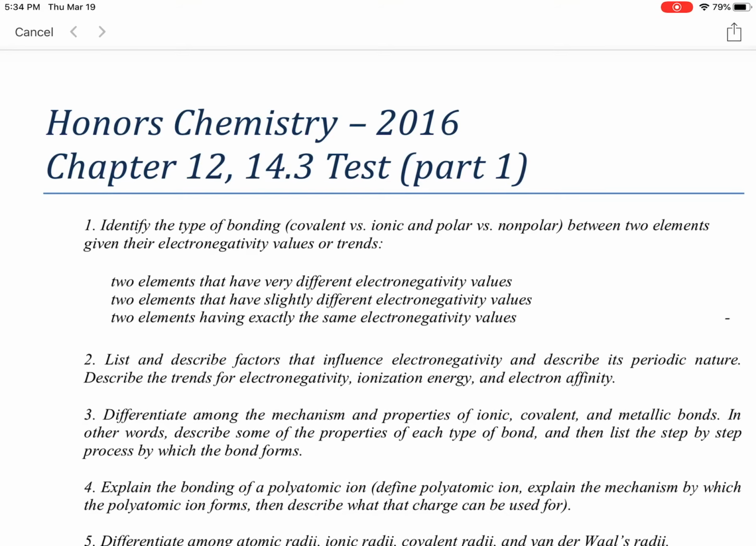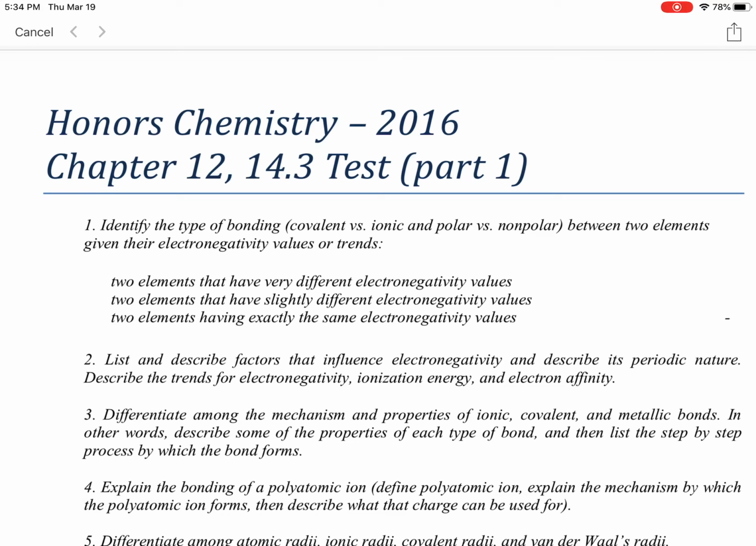As far as polarity goes, any difference in electronegativity makes it polar. I'm not concerned about whether it's slightly polar. I'm not concerned, like in carbon and hydrogen, that it acts non-polar in the human body because it's a water environment. As far as I'm concerned, chemically speaking, there is a slight dipole moment, so that makes it polar. And the only elements that have the same exact electronegativity values are the non-polar bonds.